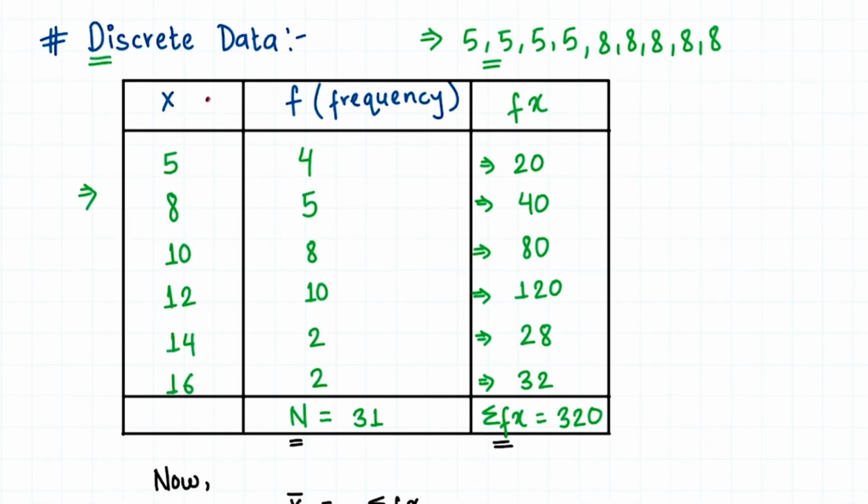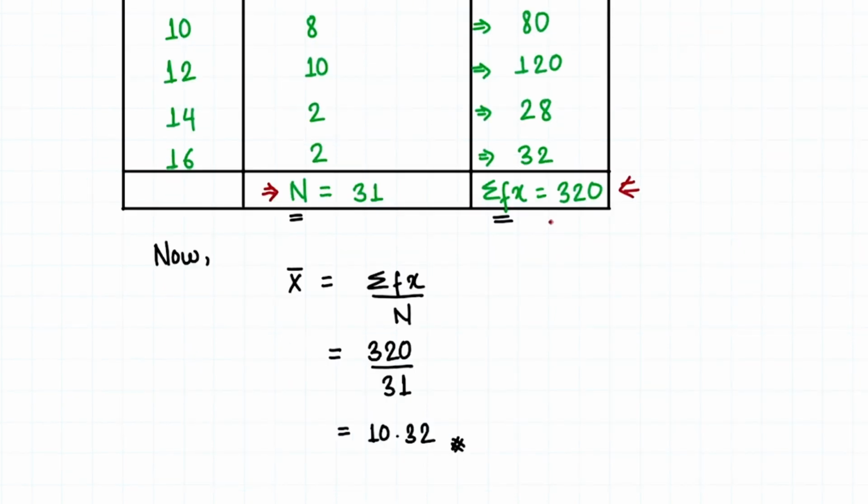So in our discrete data, this and this is already given in the question. What we need to do is find this fx by multiplying this x and f, and then we add all those fx to get summation fx. N is just the sum of all these f's, right? And then if we divide this summation fx by n, then we get our mean, okay? So that's how we find the mean in a discrete data.